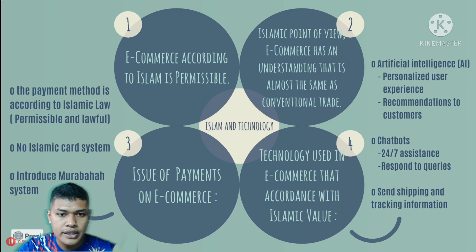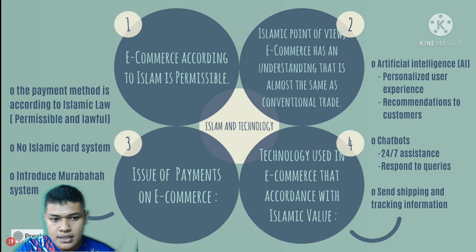Okay. The examples of technology used in e-commerce that accord with the Islamic view are, the first one, artificial intelligence, we call AI. Personalized user experience that can give recommendations to customers. The second one is chatbot. Chatbot can assist us 24 hours and respond to queries. The third one is shipping and tracking information. Okay, that's all for examples.